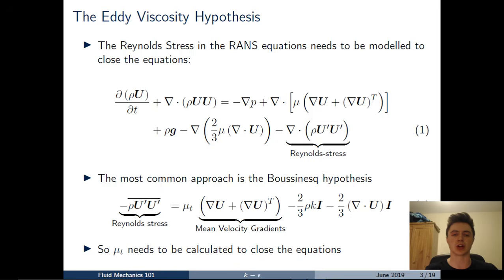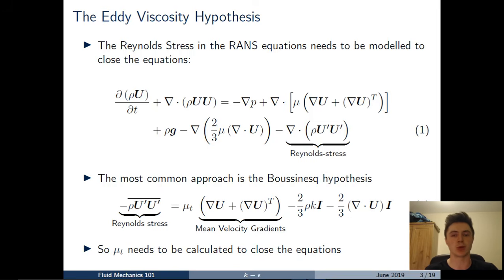equation. And so if we want to close the equations and solve for the mean velocity u, which you can see there, we need to have a model for the Reynolds stress, or more correctly, we need to express the Reynolds stress in terms of quantities that we know, so that we can solve equation 1 for the unknown, which is the mean velocity field u.